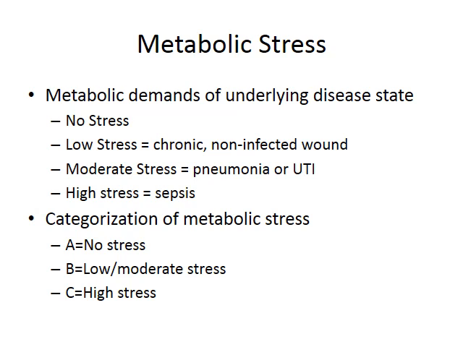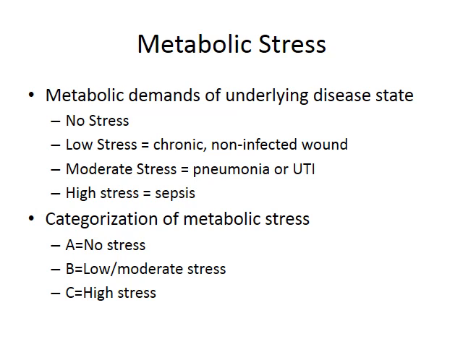Metabolic stress is assessed to determine if the underlying disease state is leading to an increase in resting metabolic rate. Examples of admitting diagnoses that are not associated with an increase of stress would be a GI bleed, diabetic ketoacidosis, or hypertensive urgency. Low stress could be a chronic non-infected wound. Moderate stress could be a patient that's admitted to either the hospital or intensive care unit with pneumonia or a UTI, where high stress is an example of a septic patient.